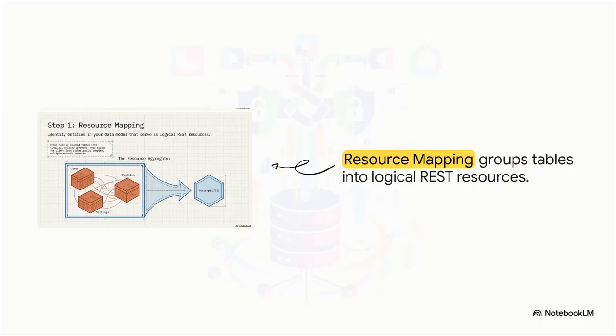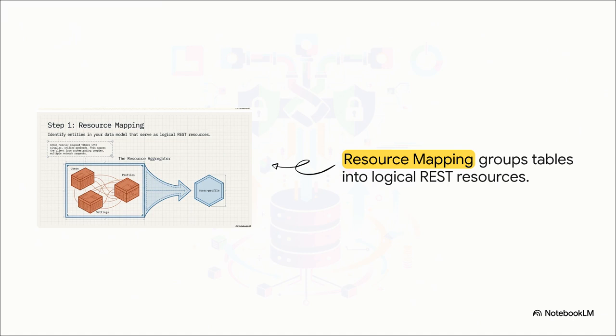Step 1 is resource mapping. In a highly normalized database, a user's information might be scattered across 3 separate tables: users, profiles, and settings. If you expose that one-to-one, the client application has to make 3 separate network requests just to render a basic profile page. And honestly, that's terrible for performance.